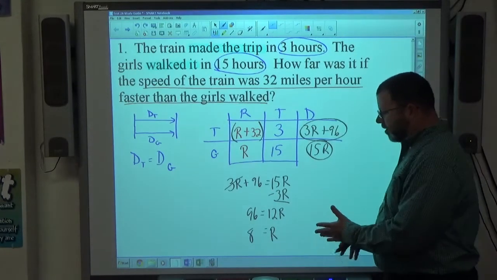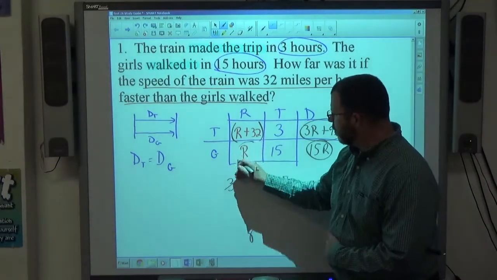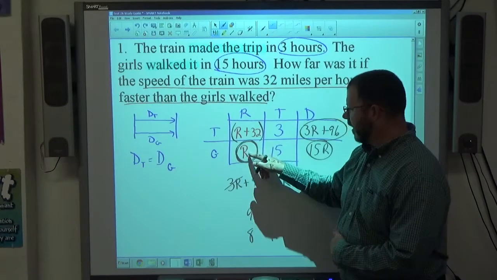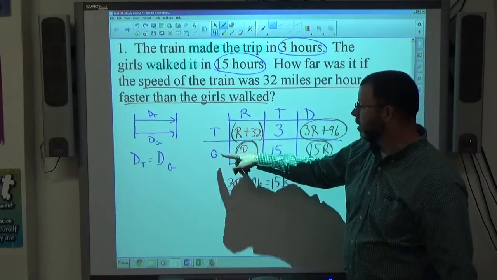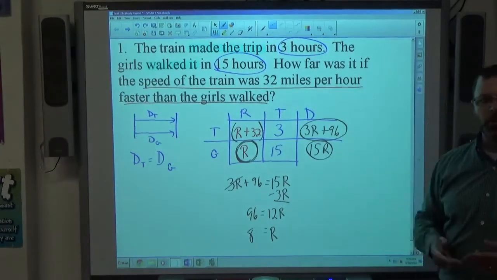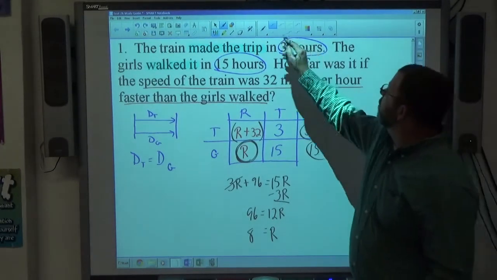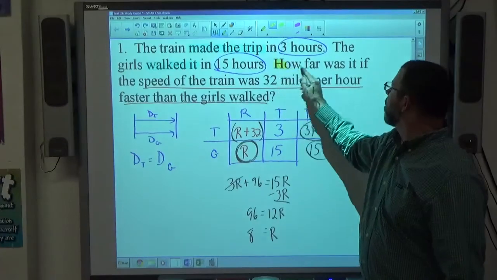Now, once I've gotten an answer, in this case R equals 8, I have to use the chart up here, find that letter to figure out what that thing represents. So R represents the rate or speed of the girls. If they said, how fast do the girls walk, I'm done. But the question specifically asked me here, how far was it?